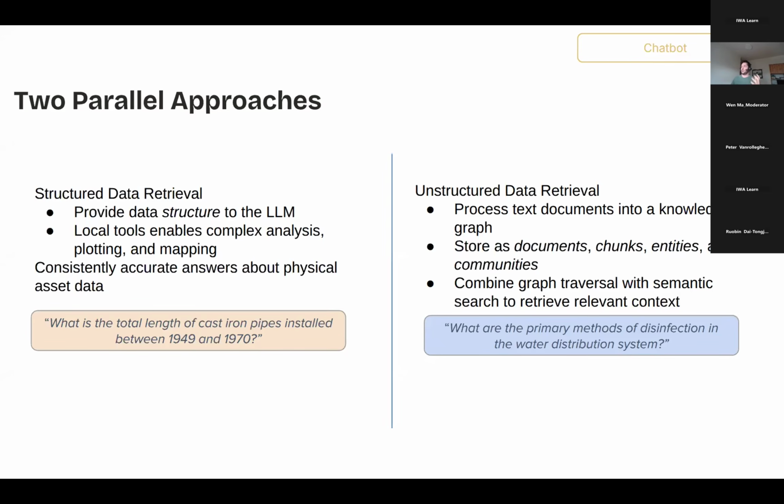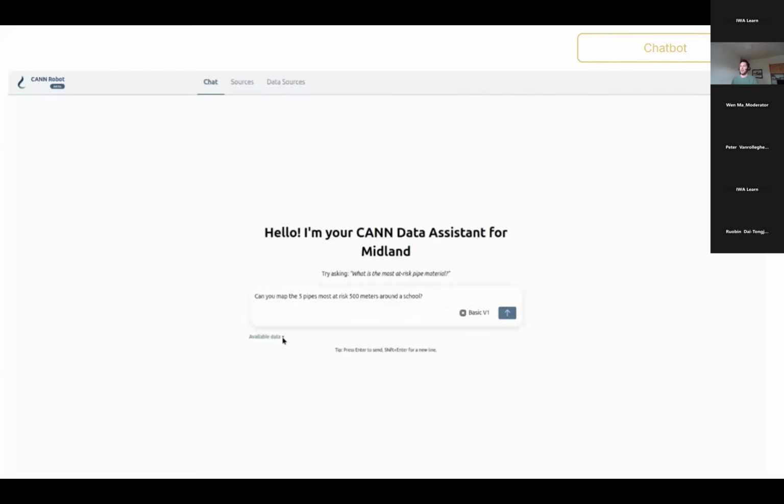So we store the document, chunk, and entity, and then the user can ask, for example, what's the primary method of disinfection in the water distribution system. And what is more important, which I'm going to show you, is that you can get the source, exactly where that information is coming from. So just quickly, let me show you how it's working.